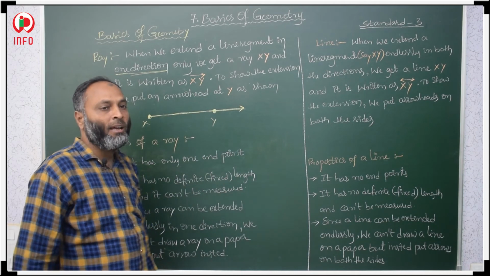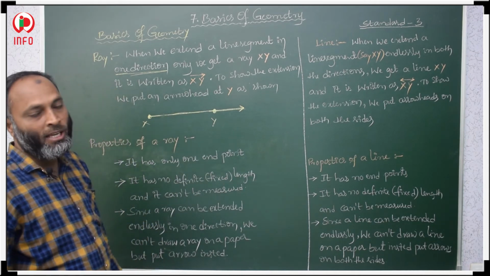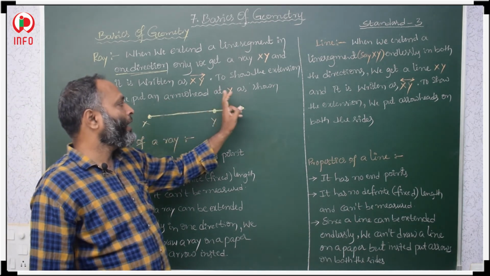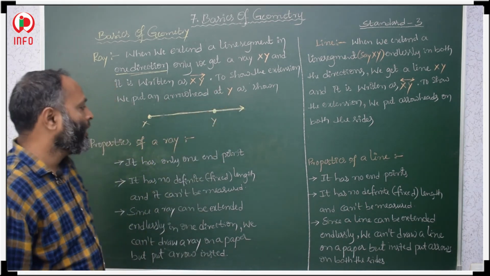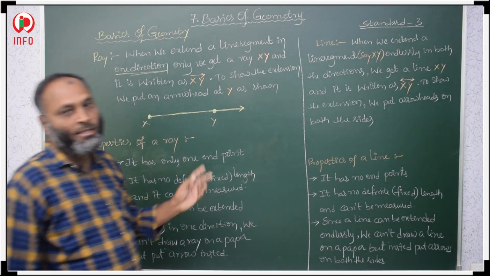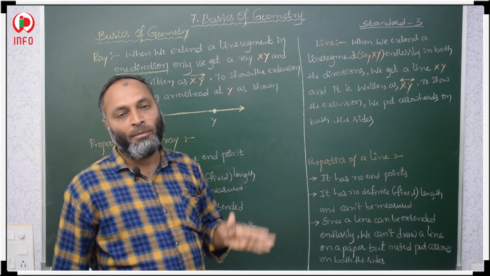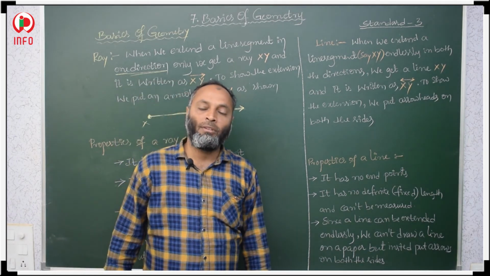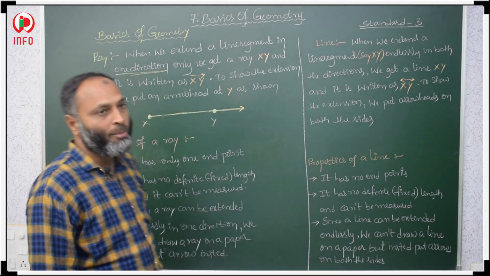X, Y ray, not Y, X ray. XY ray it is. So we have to show the arrowhead in the Y direction. Okay. Then how to form a ray? When we extend a line segment in one direction, then we form a ray. Then how to represent a ray?